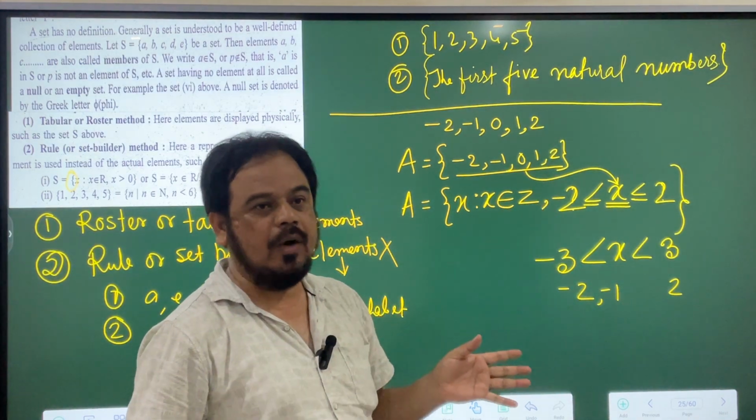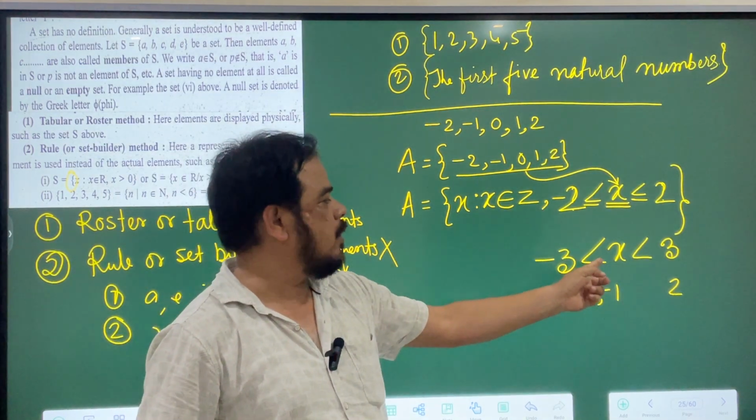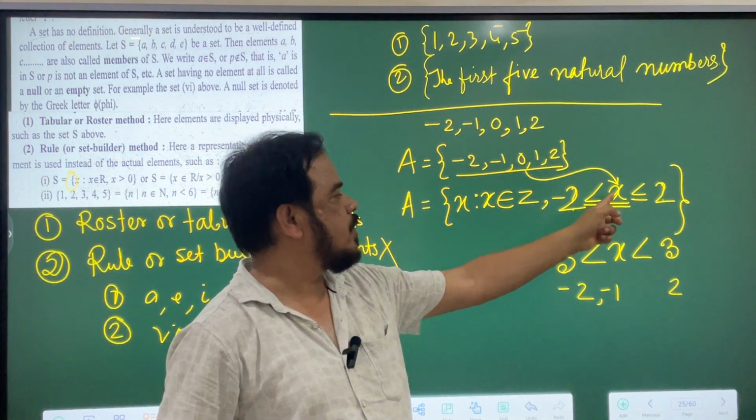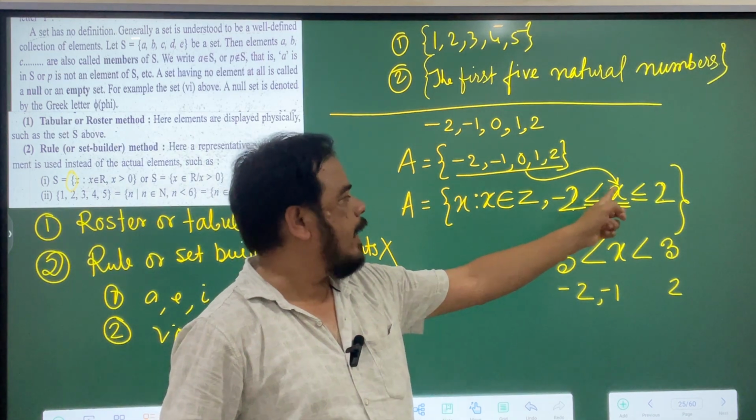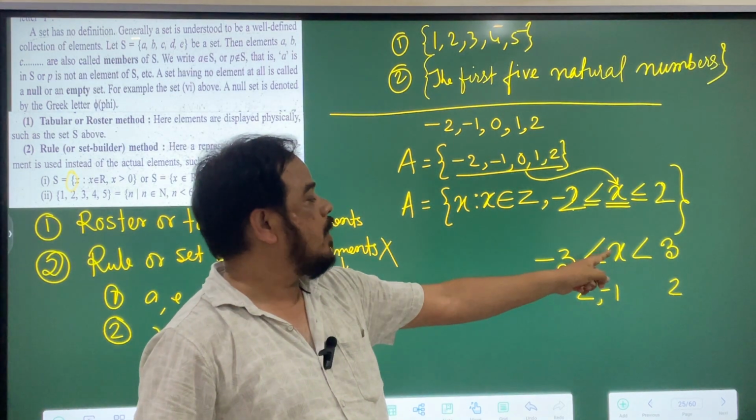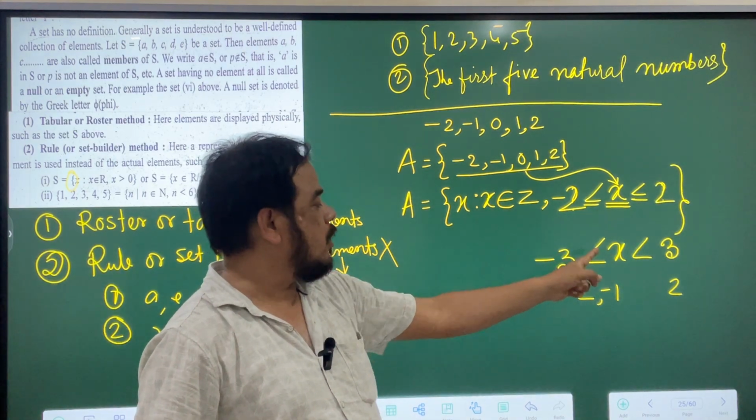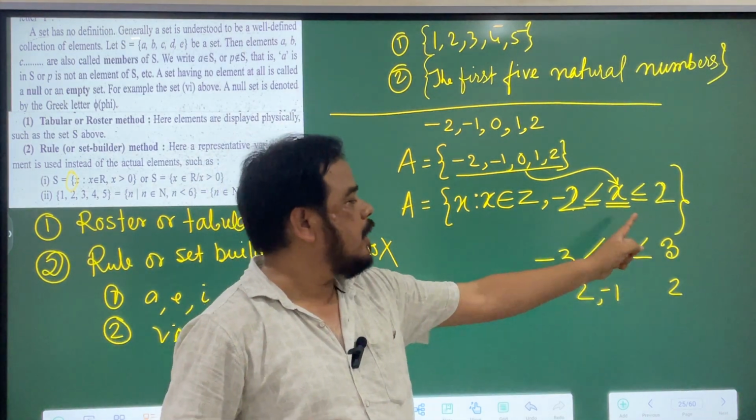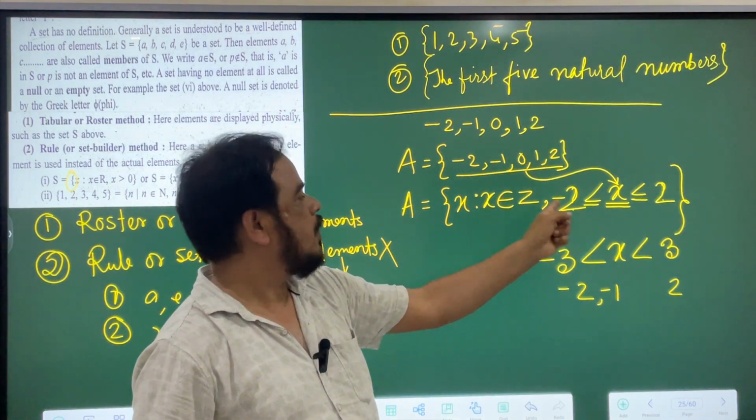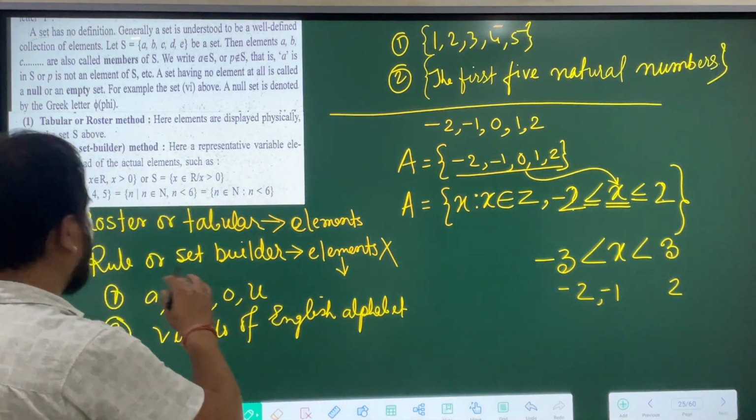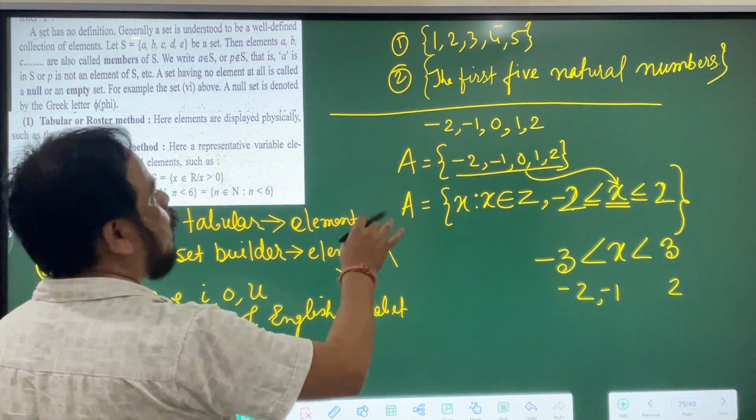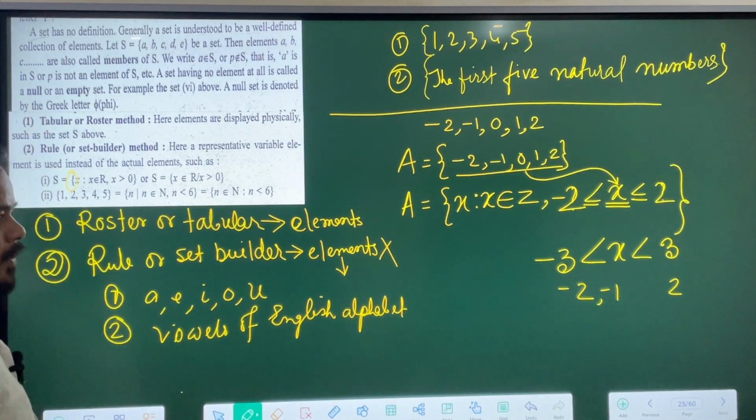If you are in class 9 now, you must understand the meaning of these symbols. This is X is greater than or equal to -2, X is smaller than or equal to 2. That is how to read it. This one, X is greater than -3 and less than 3. So the meaning is the same, the elements are the same. This is called the rule method or set builder method. So we have to learn both ways.